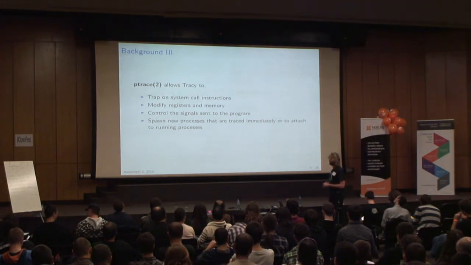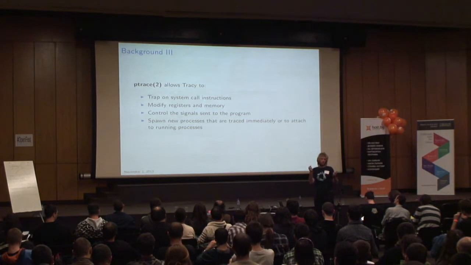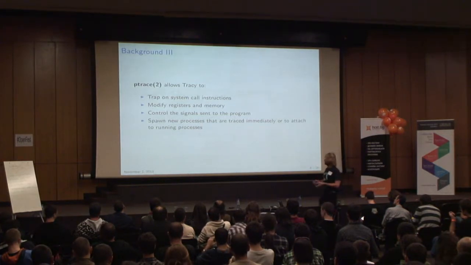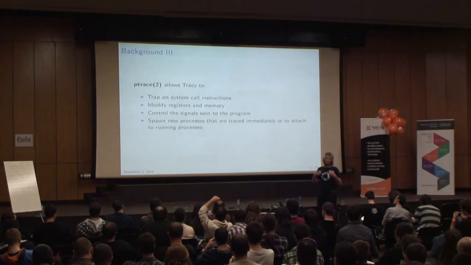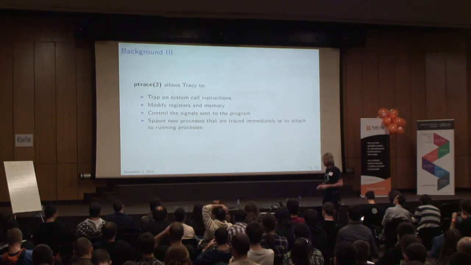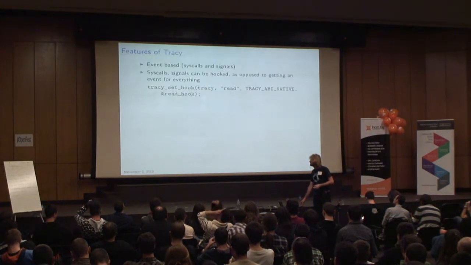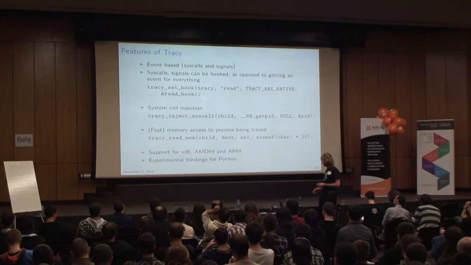We can also control the signals sent to the program. We can change signal numbers, which is funny, but I didn't find a good use for it yet. And obviously we can spawn new processes or already trace new processes created by the process we're debugging, because that's quite useful. If a program creates a new program, then you also want to debug that one, or not, but we can do that. Okay, so I'll just open all the features.